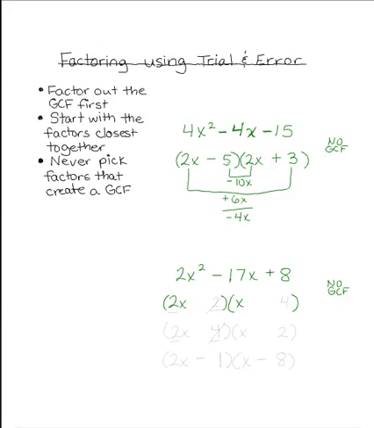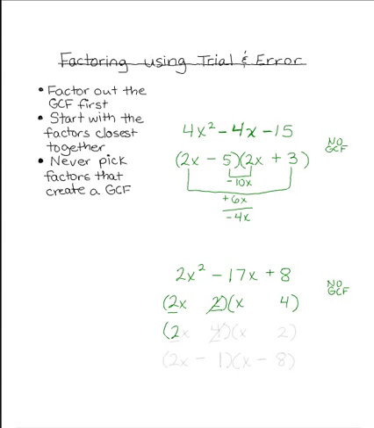For 8, the factors closest together would be 2 and 4, and we have some choices as to where we can put the 2 and the 4. We could put the 2 here and the 4 here. But in this case, notice that the 2 and the 2 have a common factor of 2. So this cannot be the answer.